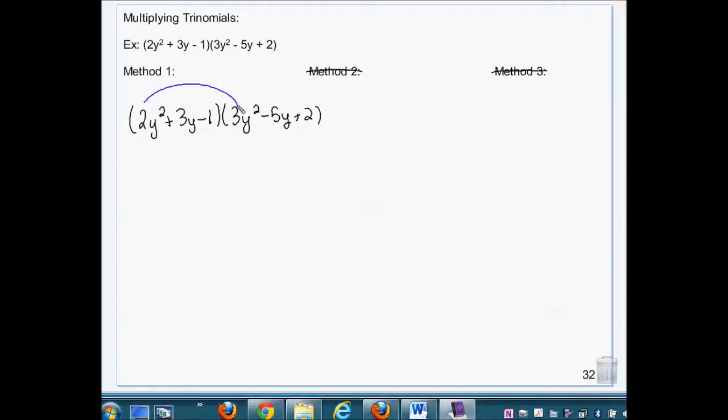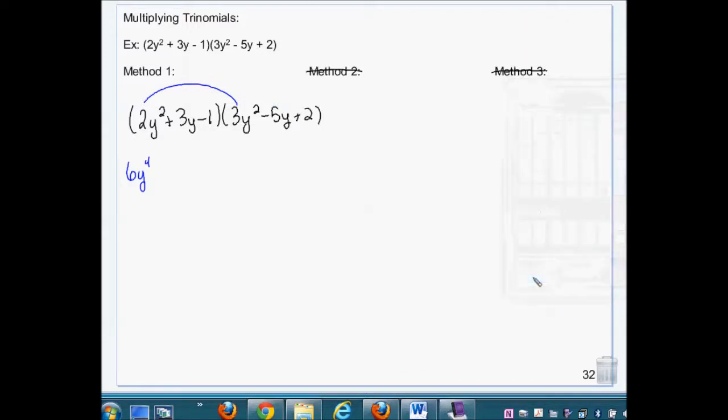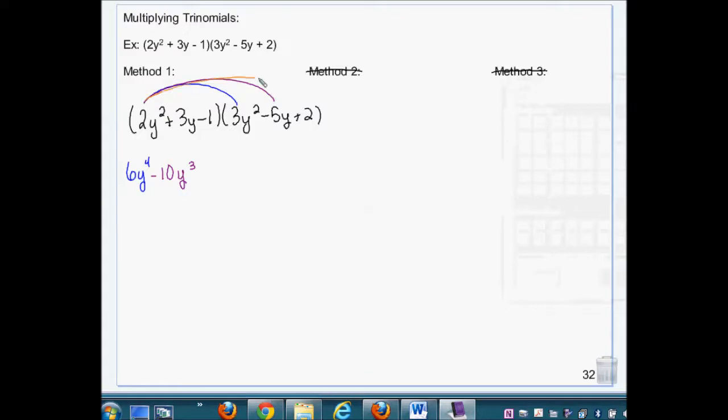2y times 3y squared is going to give me 6y to the 4th. I'm just going to go ahead and write in all the colors. 2y times negative 5y, that gives me negative 10y to the 3rd. 2y times 2 gives me 4y squared.